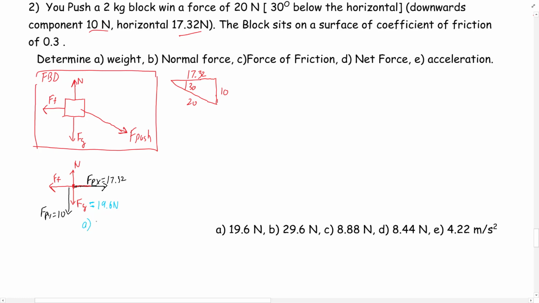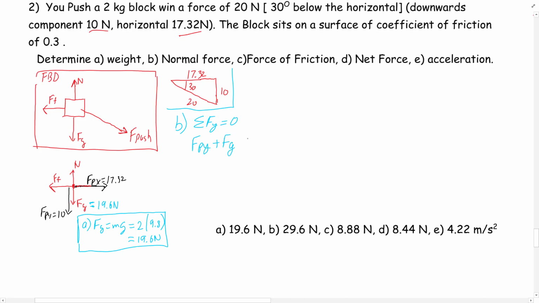So A is the force of gravity, which is equal to mg, still a 2 kilogram block accelerating at gravitational field strength of 9.8. That's 19.6 newtons. So A doesn't change. B is going to change, the normal force. Because as I did up above, you can take a look in the notes that you've taken down, the sum of the forces in the Y have to equal 0. That means the force of the pull in the Y plus the force of gravity has to equal the normal force. Why?